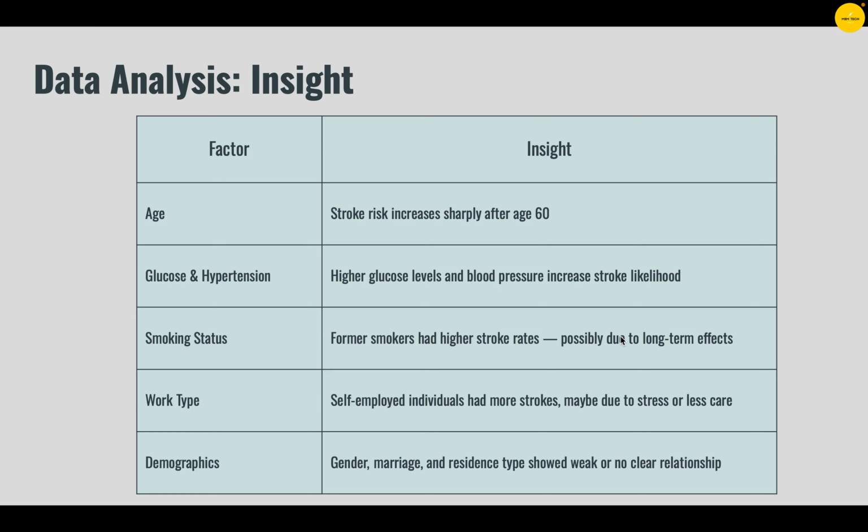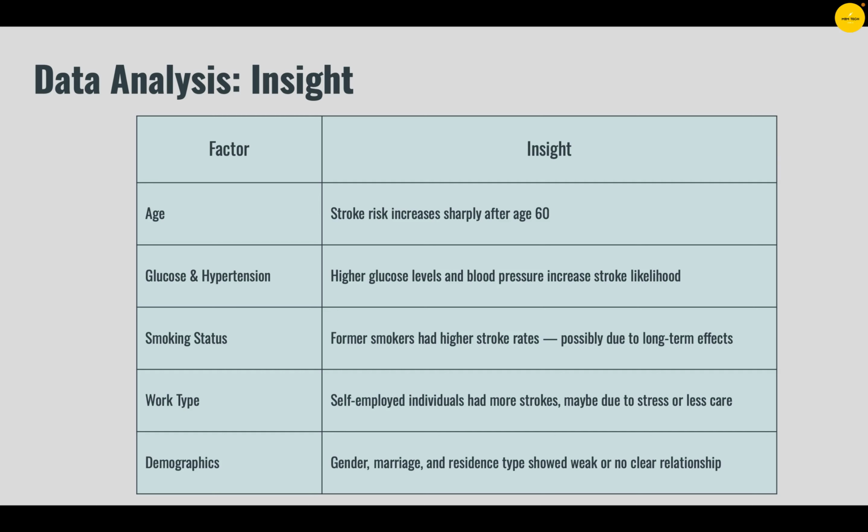So to wrap up, first, I found that the most important factor is age. Stroke risk increases significantly as people get older, especially after 60. Glucose level and hypertension also stood out as strong predictors. People with higher glucose and high blood pressure were more likely to have a stroke.